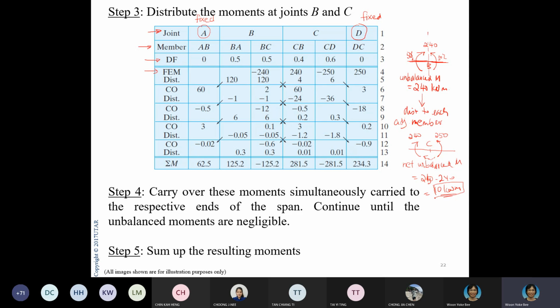I take this unbalanced moment and I distribute it 40%, 60%. That's how I get this 0.4. This 4 is 0.4 multiplied by 250 minus 240. This gives me 4 kilonewton meter. That's how I get the 4 and 6.